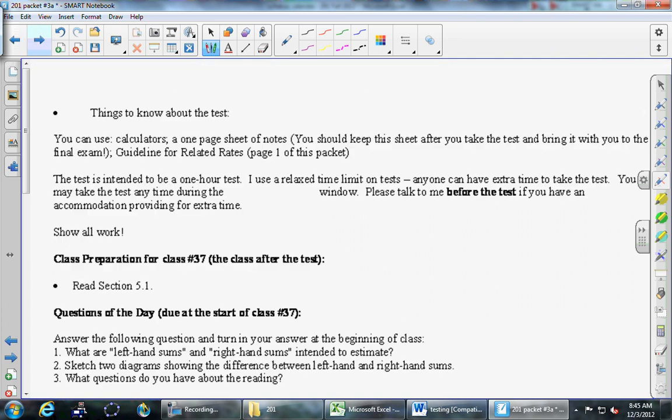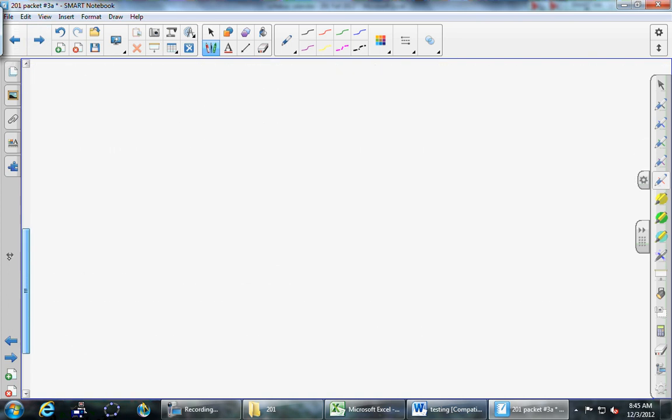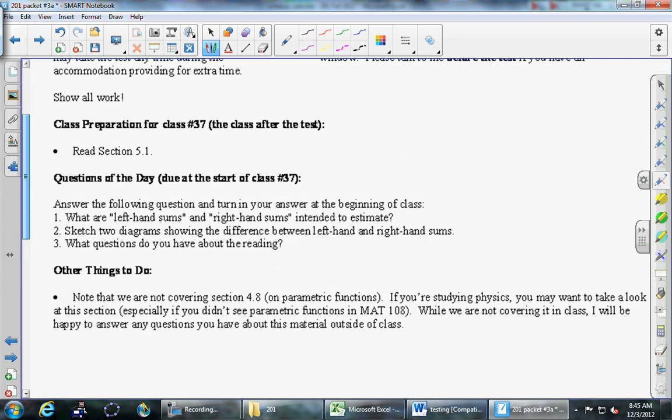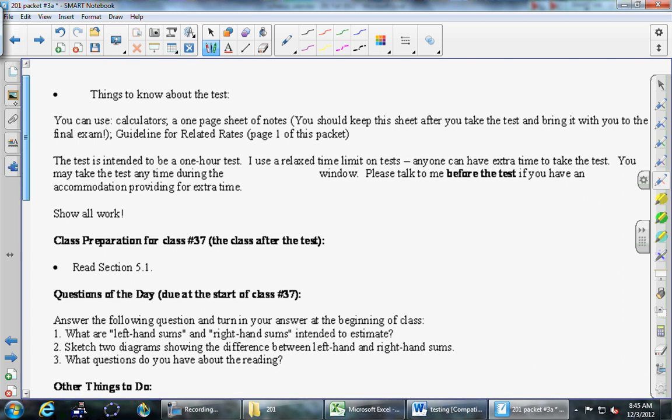But before you do, let's go to page 48. So here we are back on page 48 with a few things to know. You're allowed to use a calculator. You're allowed to use a one-page sheet of notes. You are encouraged to not throw that sheet of notes away right after you finish the test on Wednesday. Bring it with you to the final exam. And you're also allowed to use the guideline for related rates, which was the very first page of this packet. So when you get here on Wednesday, rip that page off and you can have that in front of you.